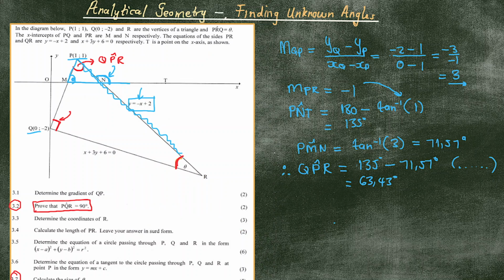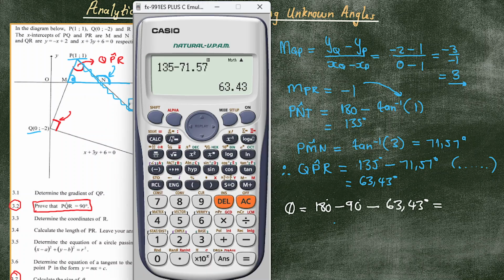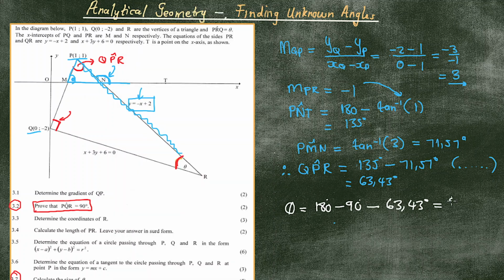Now you have QPR. Now I calculate theta again. So theta is just going to be equal to 180 minus 90, that's 90 degrees, minus the angle that we calculated for QPR. So it's 180 minus 90 minus 63.43. Answer: 26.57.